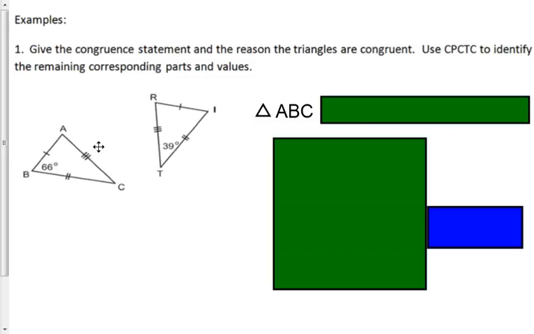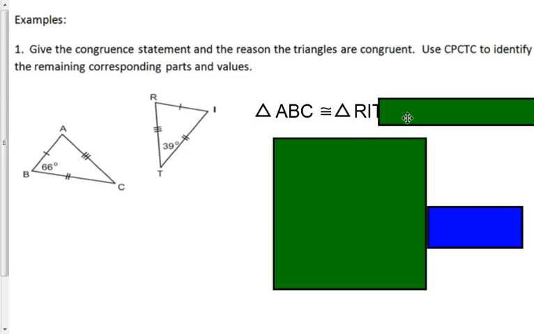So the first triangle we'll call A, B, C. Well, A is the corner, or the vertex, that's across from our double side line. So if we look at our other triangle, the double side line is across from R. So triangle ABC would be congruent to triangle, A is in the same place as R. B is in the same place as, well, it's across from the 3 bar. So the 3 bar here is across from I, so RI. And C would be in the place of T then. So we'd say triangle ABC is congruent to triangle RIT.